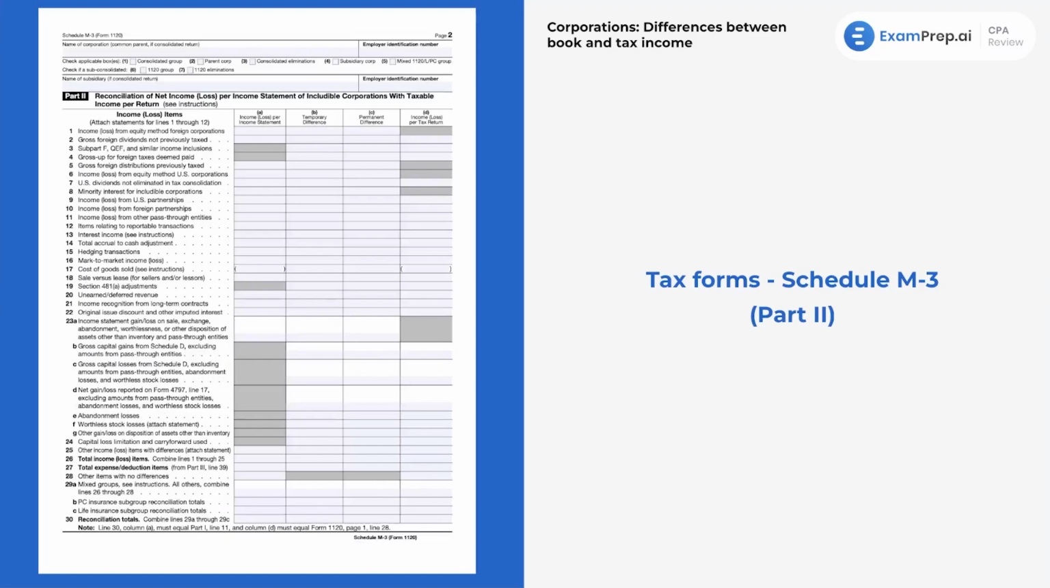Here we go, continuing on, right? We've got temporary and permanent differences. It actually breaks them out. So you have to break out what are temporary and what are permanent. See all of these items which have possible differences between book and tax.